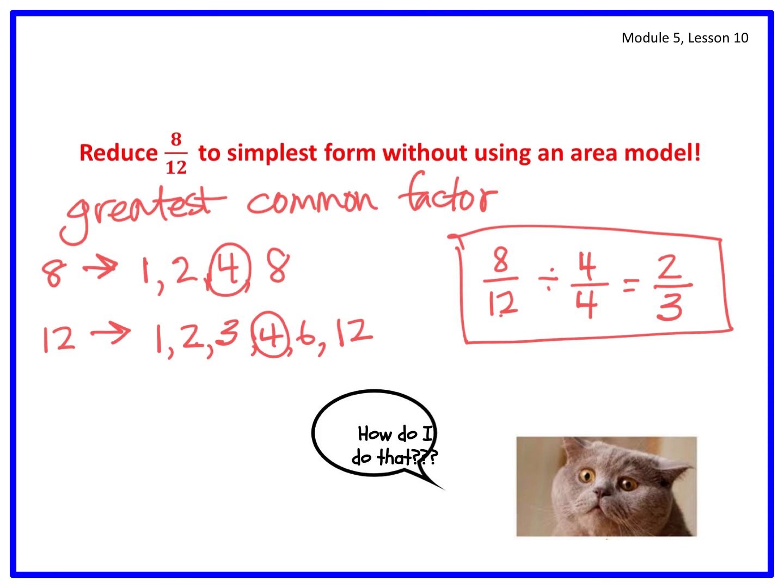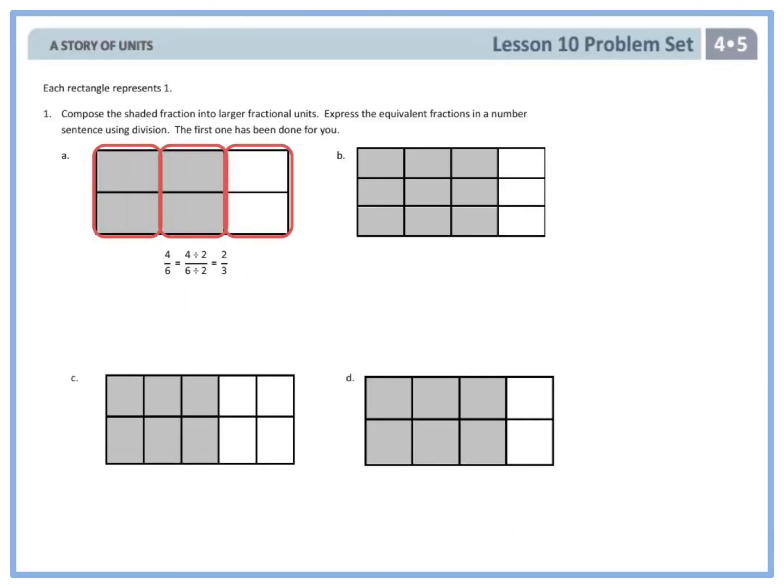So that means it's in simplest form. There's no number that you could factor out of both of them. All right, we are getting on to our problem sets. So as usual, they've done the first one for you. And this is more of just what we were doing yesterday. We put the shaded fraction into larger units and then express them.